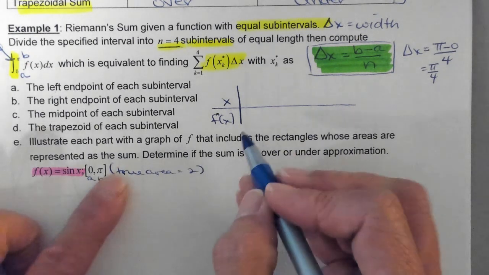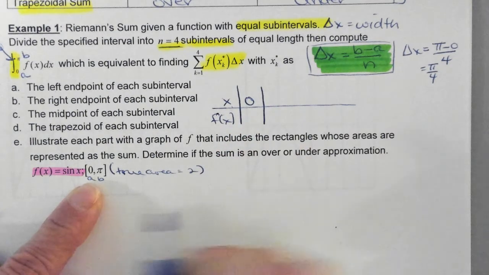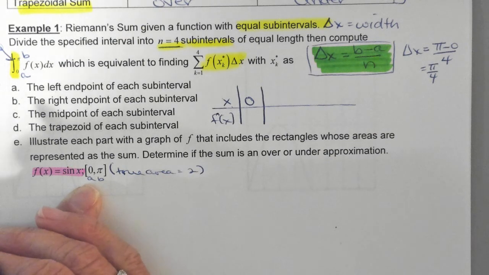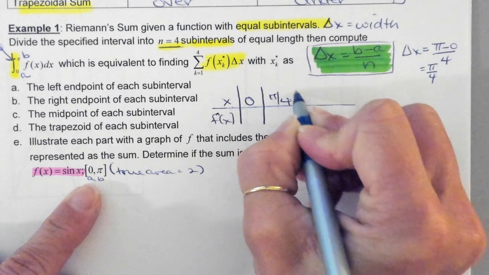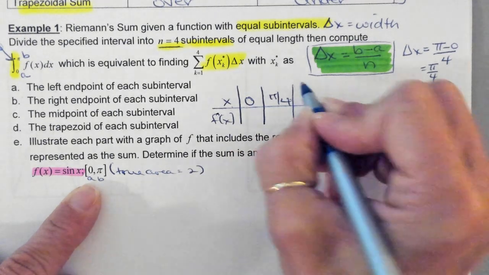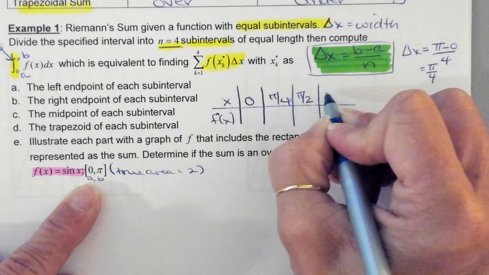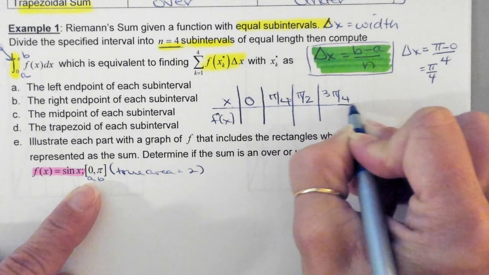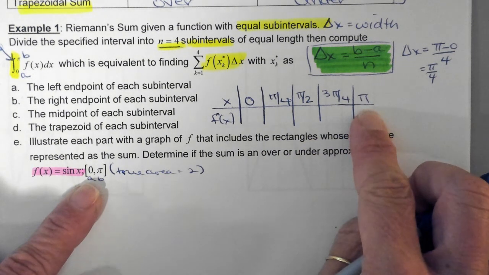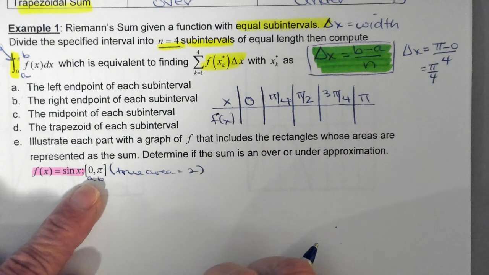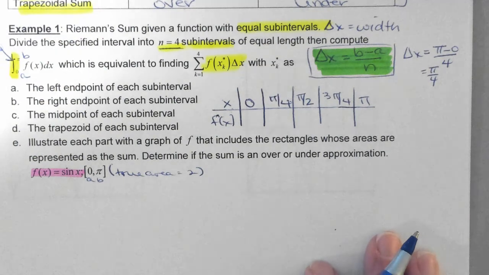Okay? All right, so we know our x values will start at 0, and each width is worth pi over 4. So to get to the next x value, I add pi over 4. So this is pi over 4. What's the next value? Pi over 2. Next value? 3 pi over 4. Next value? It's pi. Isn't that where I'm supposed to end? So remember, we have n equal to 4 subintervals. How many values do we have? 5. Remember, I told you you're always going to have one more than the number of subintervals.